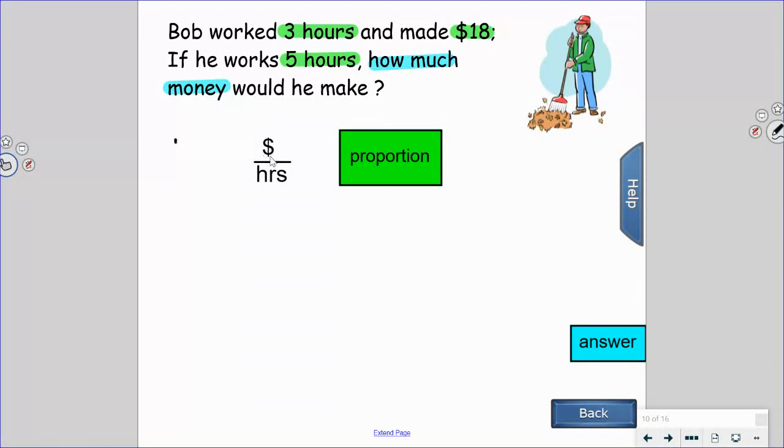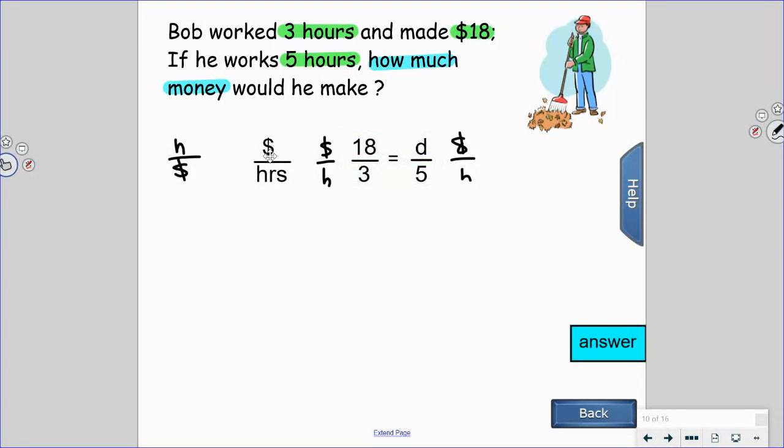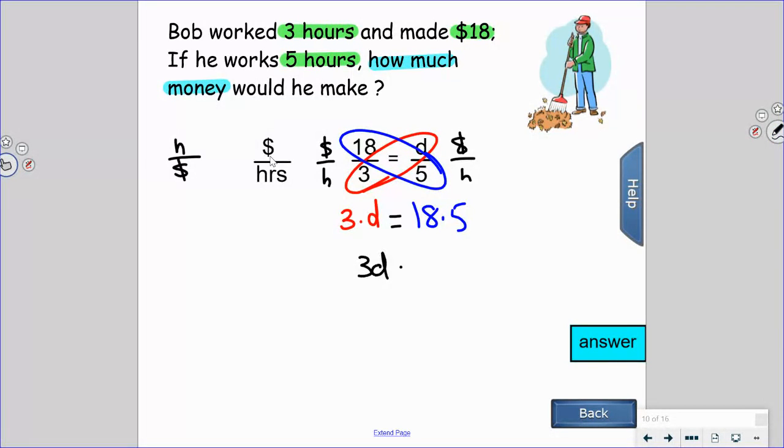Dollars per hour. Again, you could do hours per dollar. It'd be interesting to look at that. But I'm going to go ahead and set up a relationship of dollars per hour. And we have $18 made in 3 hours. We have some missing amount of money made in 5 hours. And so here we go. Multiply diagonally and find the cross product of 3 times D and 18 times 5. Now 3 times D cannot be simplified, but 18 times 5 can be.